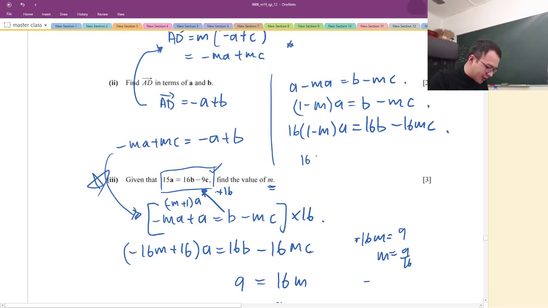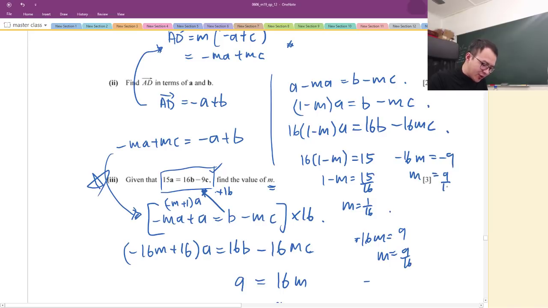So 16 times 1 minus m equals 15. Yeah, it's the same, right? 1 minus m equals 15 over 16. m equals 1 over 16. This one, if I do negative 16m equals negative 9, m equals 9 over 16. I don't know which part I got wrong.